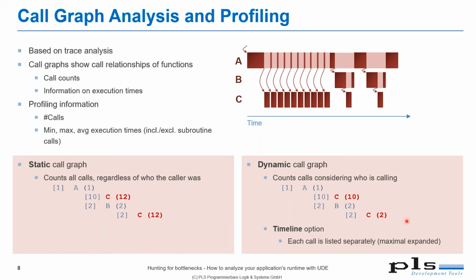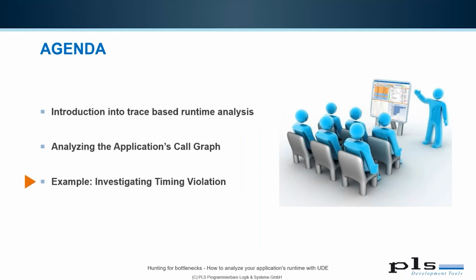In addition to the standard display of this call graph, for the dynamic call graph we also have a so-called timeline option. If this timeline option is enabled, every single call is presented in a separate node. The calls are not accumulated anymore, and this will get you a maximally expanded tree. We will see later how it looks and what it is useful for. So with these introductions, we are ready to turn finally to the promised example.